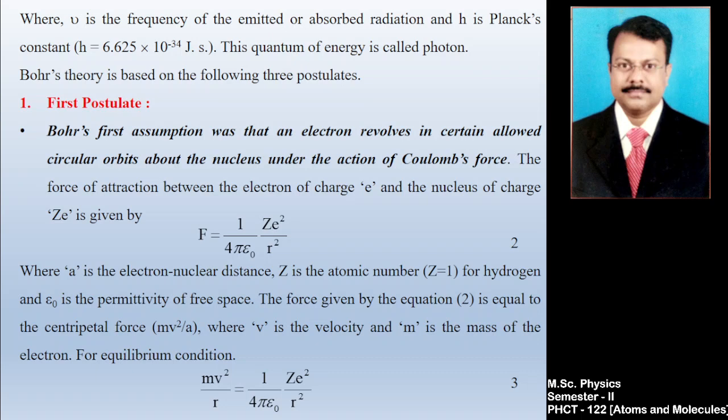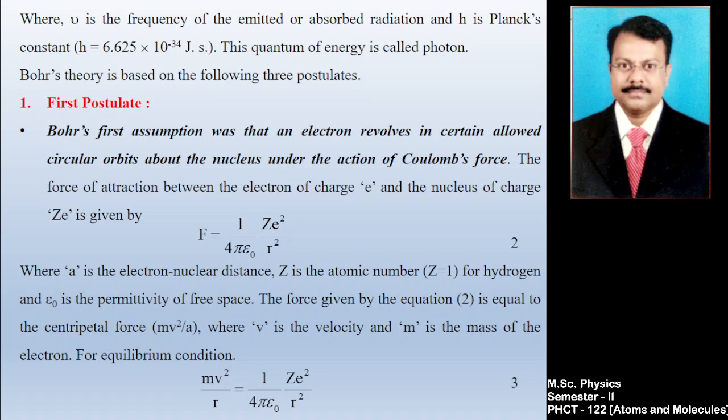The force of attraction between the electron of charge e and the nucleus of charge Ze is given by the formula: F is the Coulomb force, F equals 1 upon 4 pi epsilon naught times Ze square upon r square. This is equation number 2, where r is the electron-nuclear distance, Z is the atomic number, and for hydrogen the atomic number is 1. That's why Z is equal to 1 for hydrogen, and epsilon naught is the permittivity of free space.